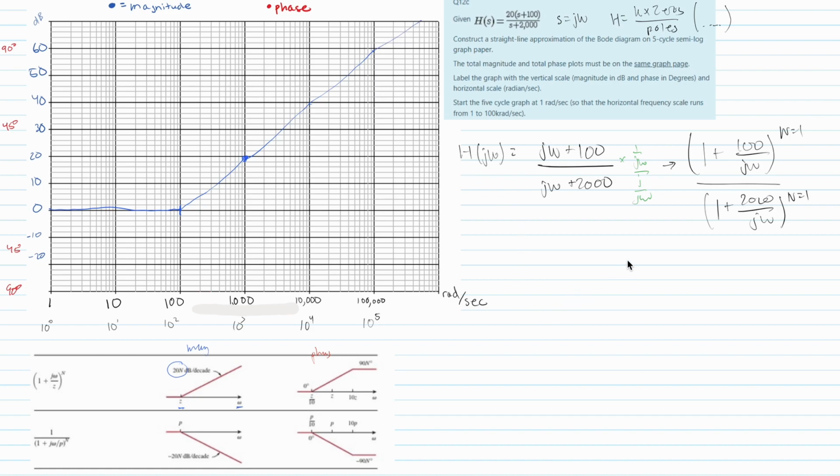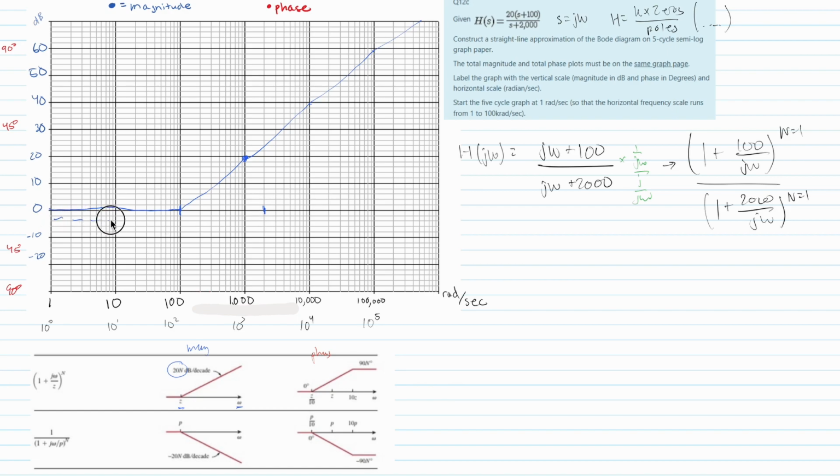Now we need to deal with our denominator, which is the poles. So that's the next thing. It's going to be going in the opposite direction. It's going to go from 0 to p, and then at an angle of negative 20 decibels per decade. So when we look at this, we can see that our pole is 2,000. That means we're going to go from 0 to 2,000, which is approximately right here.